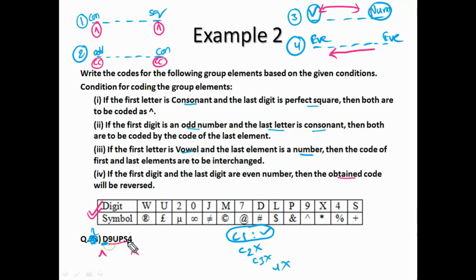What about the remaining elements? Write them as they are from the table. So code for 9 is cap. Again it is cap. Code for U is euro, I think, euro or pound. Code for P is ampersand, and code for S is plus. So the answer for this question is cap, cap, pound, ampersand, plus, and cap. This is the answer.